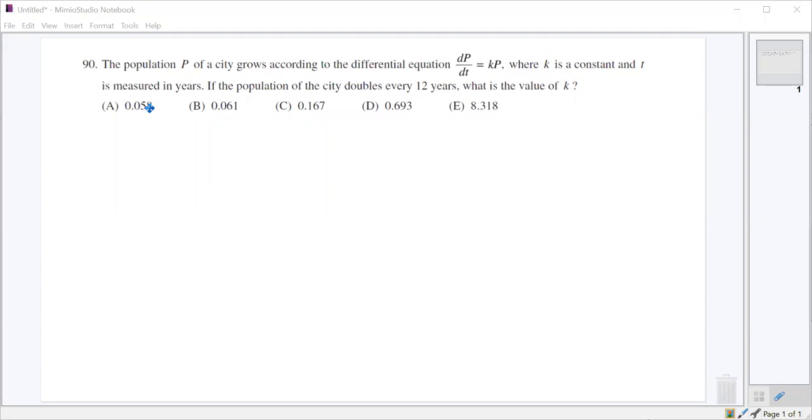All right. We have a population of a city that is growing according to this differential equation. We should note that this differential equation is the differential equation for exponential growth or decay.